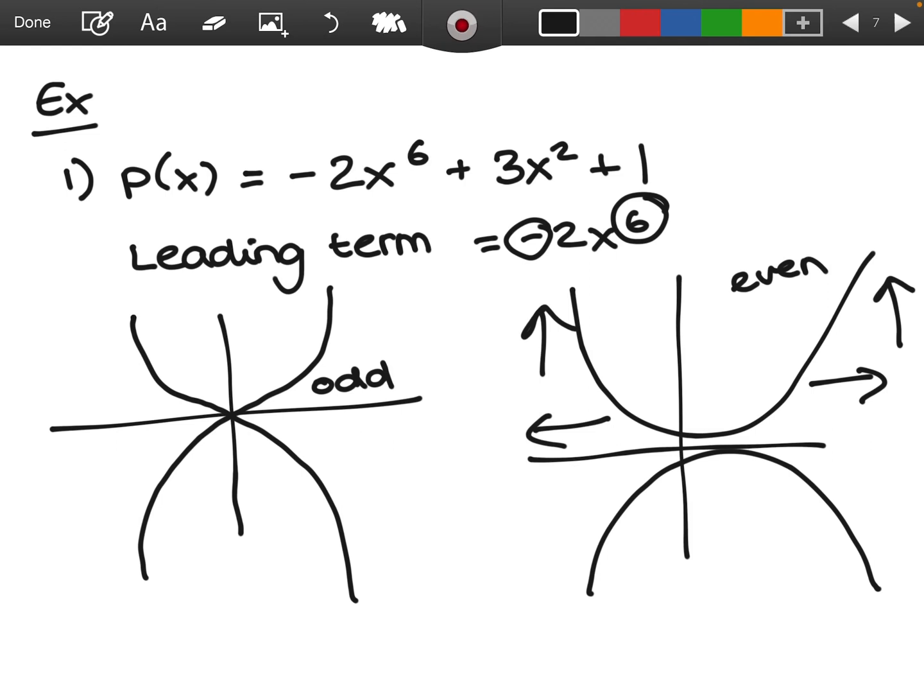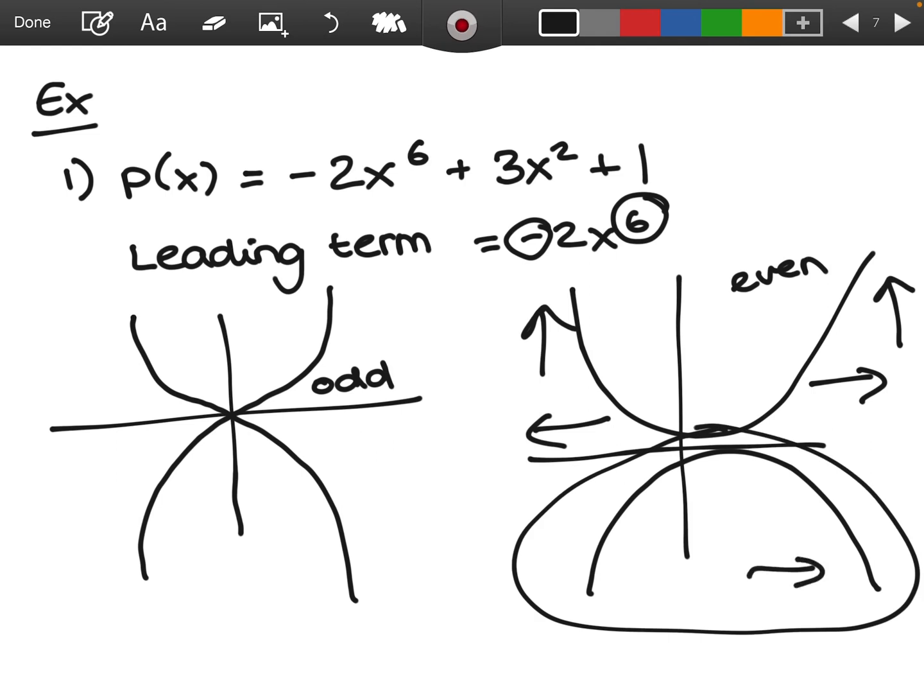In this case, I have a negative 2 times x to the 6. I've got a negative, so I'm dealing with this flipped graph here. As x goes towards infinity, I now find that my polynomial is going to go towards negative infinity. And again, as x goes towards negative infinity, I'm also going to have my polynomial go towards negative infinity.